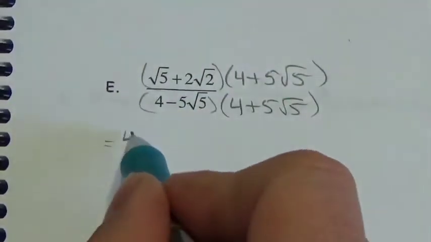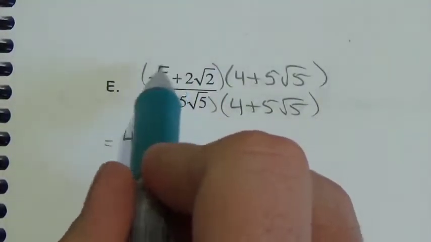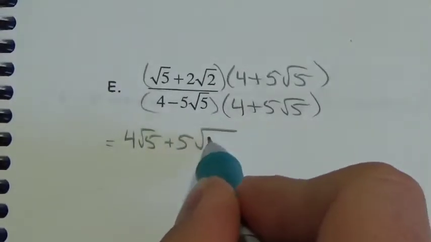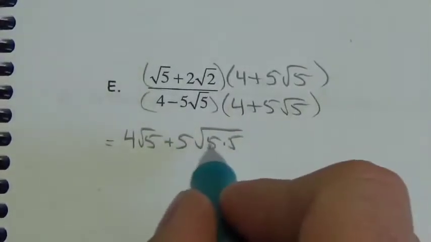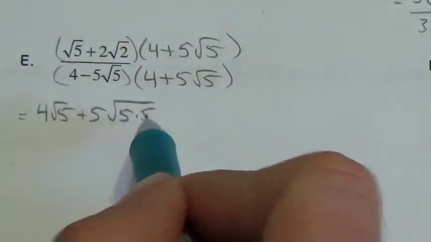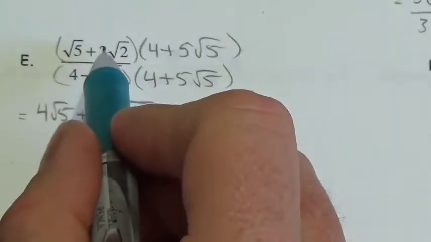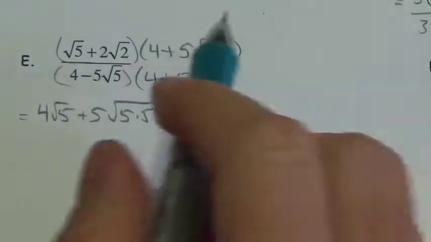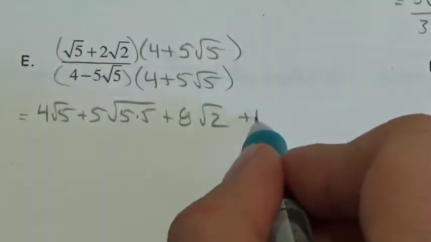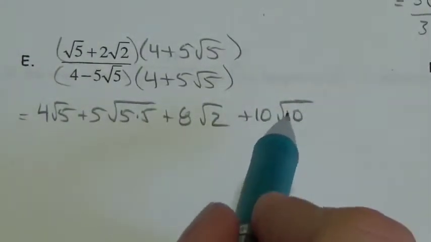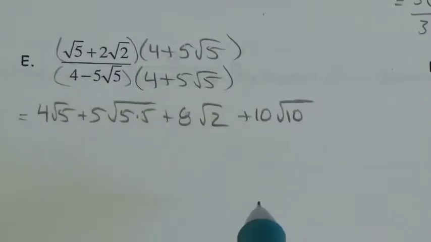Root 5 times 4 will be 4 root 5. Root 5 times 5 root 5, I'm going to write that out like this just so that you see it, and I'll simplify that in a second. But that's 5 root 5 times root 5, so there are 2 5s in the radicand. 2 root 2 times 4 is going to be 8 root 2. And then 2 root 2 times 5 root 5 is going to be 10 root 10. I take the liberty of multiplying those out because 10 has only one of both those factors showing up here. There's only one 2 in there, only one 5 in there.